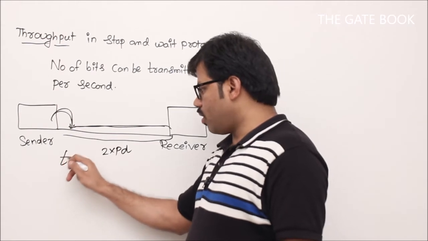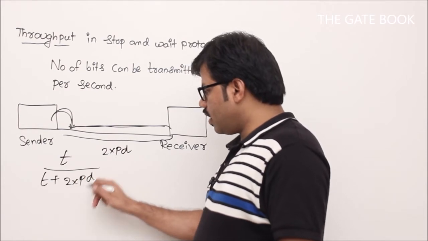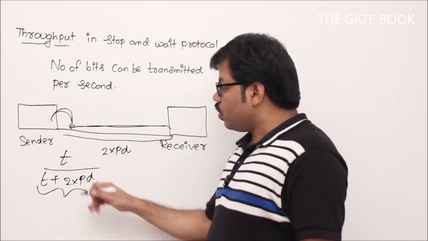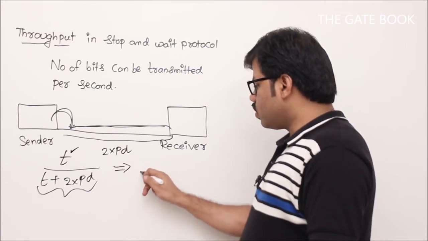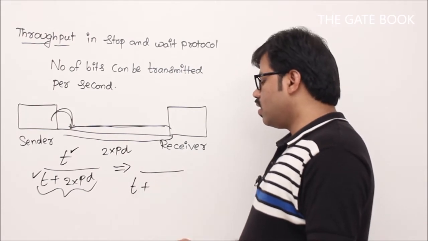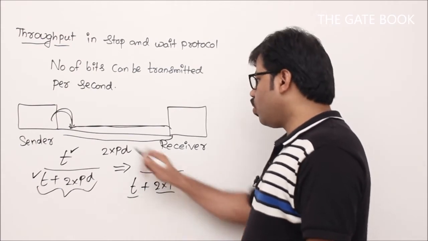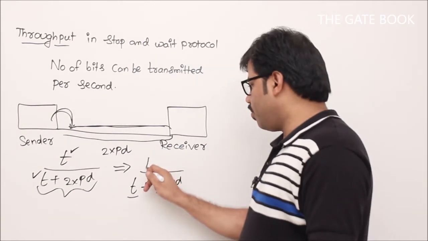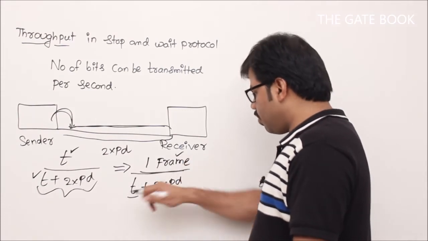You know the utilization formula. What is that? T by T plus 2 into propagation delay. I can say that over this period of time, T plus 2 into propagation delay, you use this T time, right? That means, to calculate the throughput, I can use this part. Finally, in this entire time, T plus 2 into PD, that means frame transmission time plus 2 into propagation delay, in this entire overall period, you were able to send only one frame, isn't it? I can say like this.